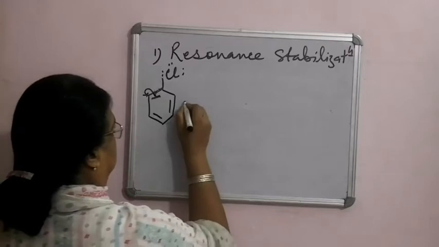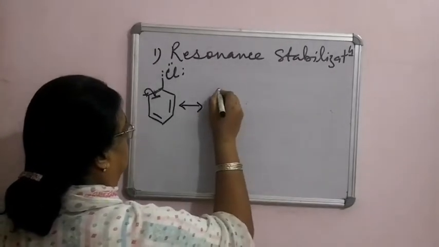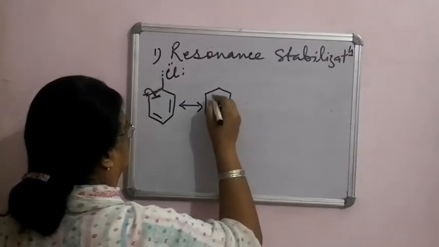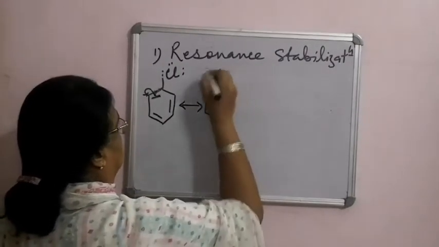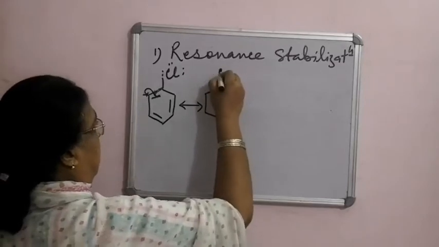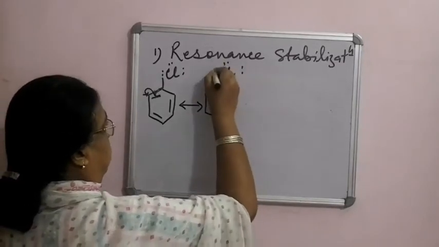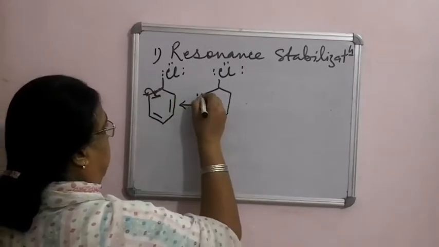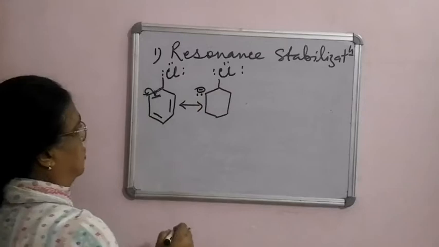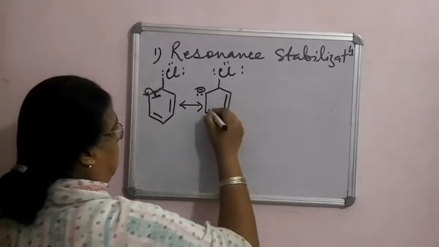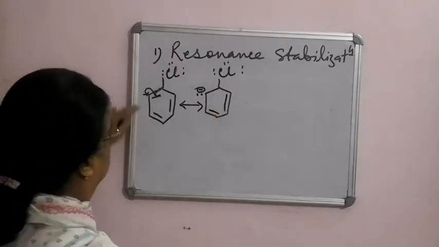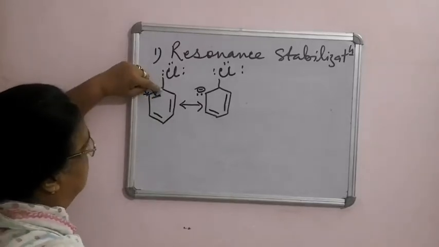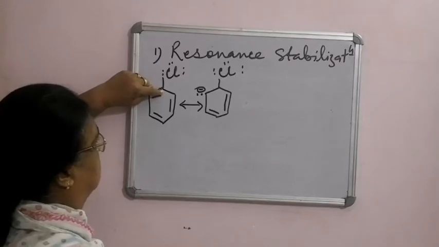So, what we will have? We will have another structure formed. This chlorine will be there, 1, 2, 3, 4, 5, 6. This is broken, so this electron pair will be here, the negative charge. Here will be the bond as it is. When this is transferred here, here develops a negative charge, and on this carbon will develop a positive charge.